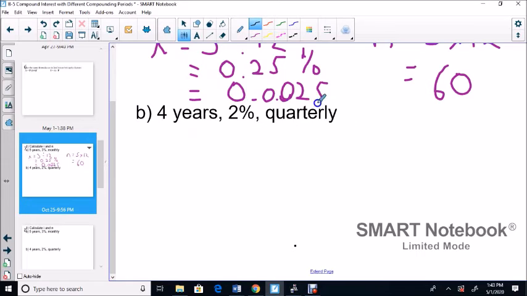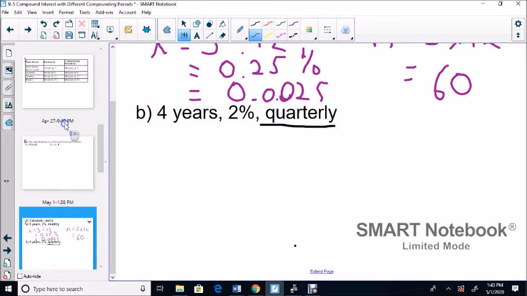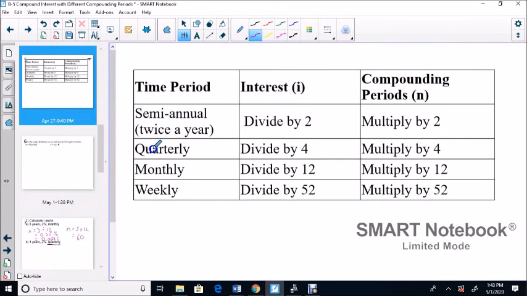Now we're going to do B here. So you got 4 years, 2%. Now the word here is quarterly. So we're going to go up here to the table, see what quarterly says. Quarterly, 4. Our magic number is this 4. So for interest, you're going to divide by 4, and N you're going to multiply by 4.